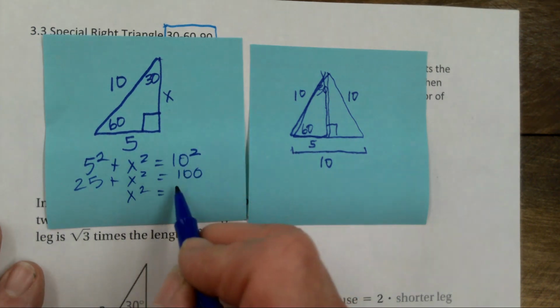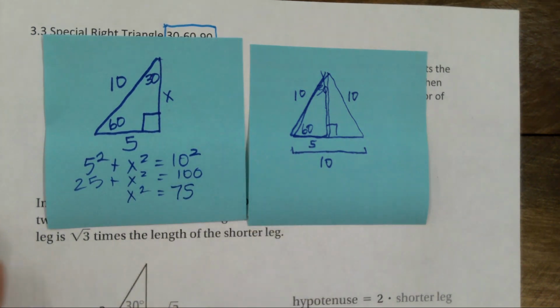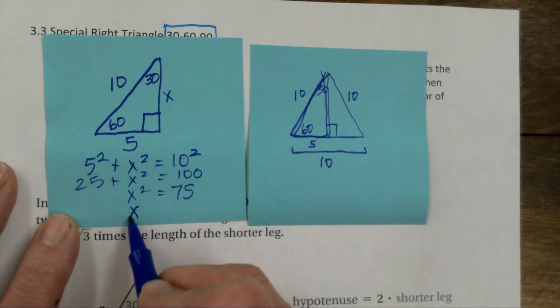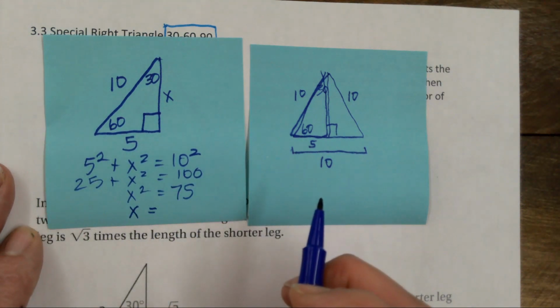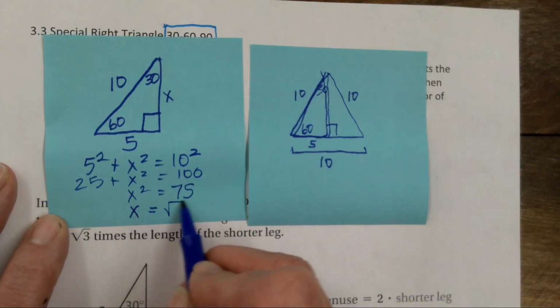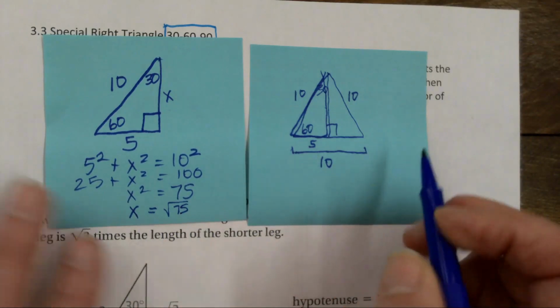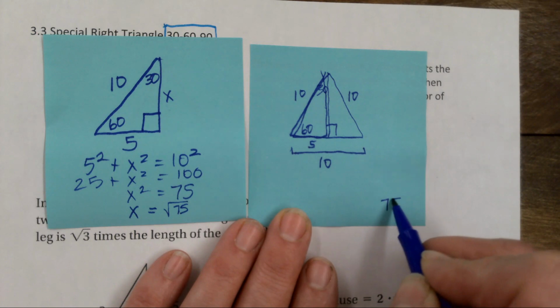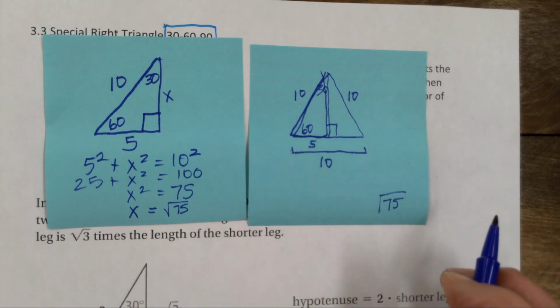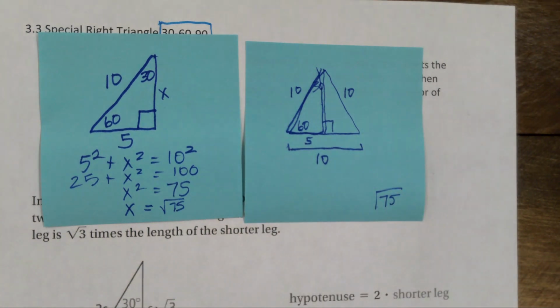75. How did you get that? Are you magic? How do we get 75? Subtract 25 from both sides, right? Okay, beautiful. And then what do I do here? X equals the square root of 75. All right, I need to simplify this radical, so I'm going to do my division. Remember simplifying the radical. Do you remember doing that? How do I go through that process?